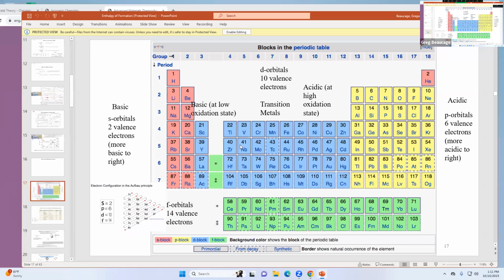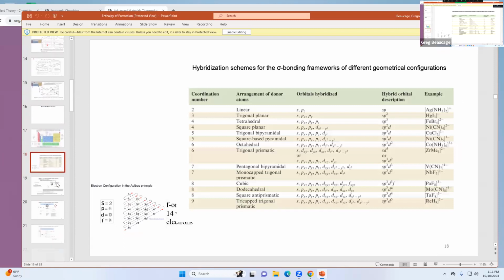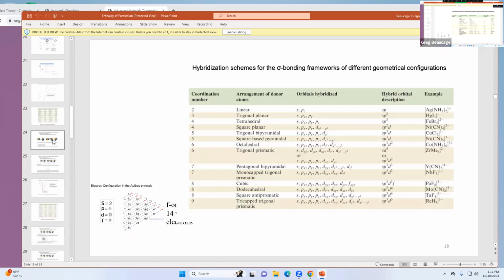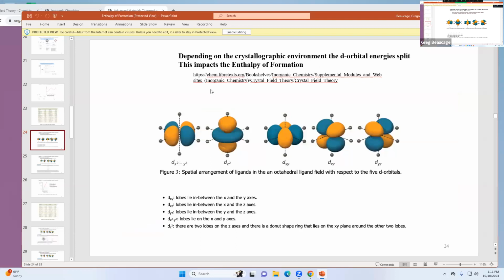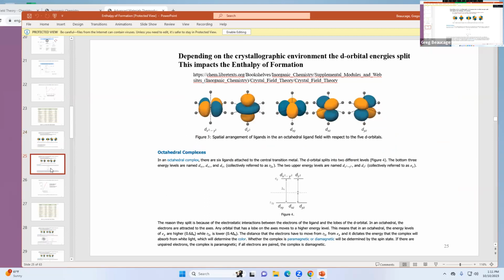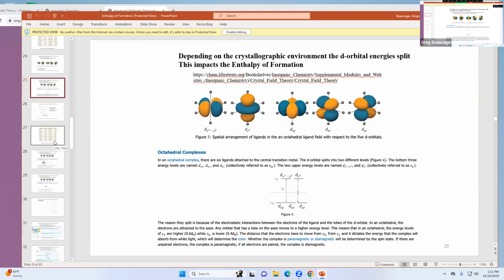So the transition metals are in the middle, right? They're the blue ones here. Basically they can have different oxidation states. That's the idea. So what happens when you go through this? Well, they can form these different orbital structures, right?